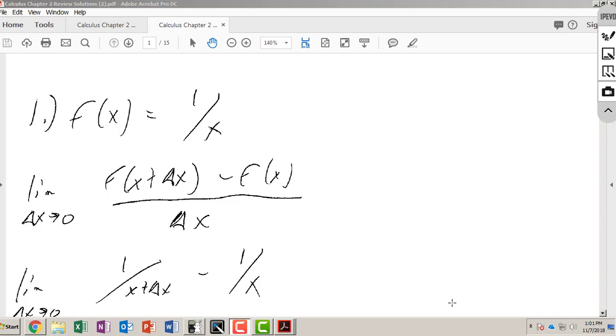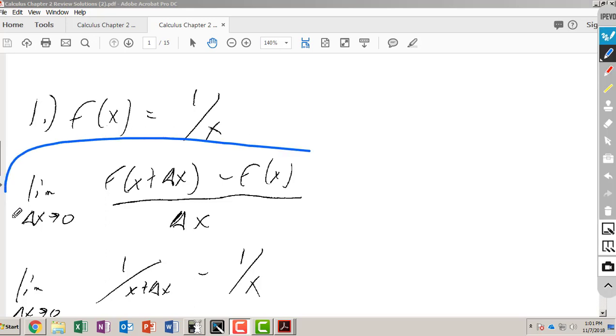Okay, looking at problem number 1 on your chapter 2 review. Number 1 says we've got this equation f of x equals 1 over x. And the directions say use the definition of a derivative to calculate the derivative of f of x equals 1 over x. So the very first thing we have to do is write down our definition of the derivative.